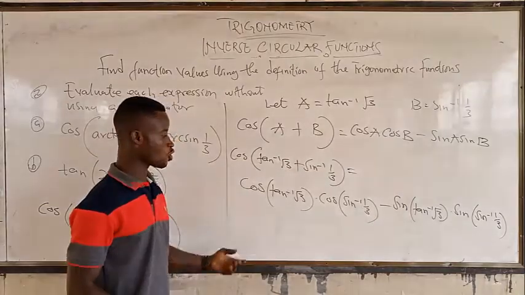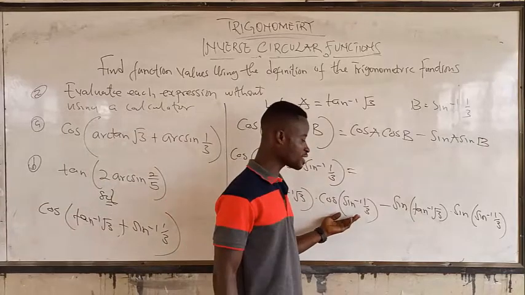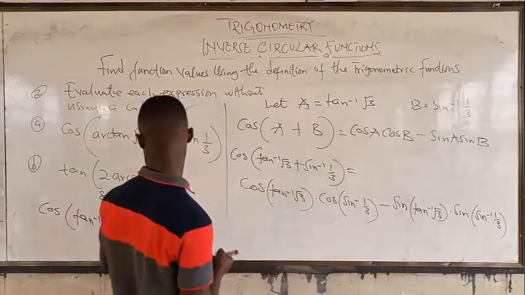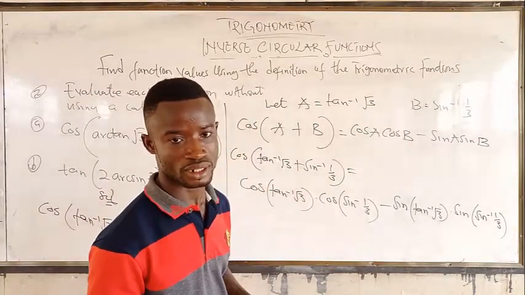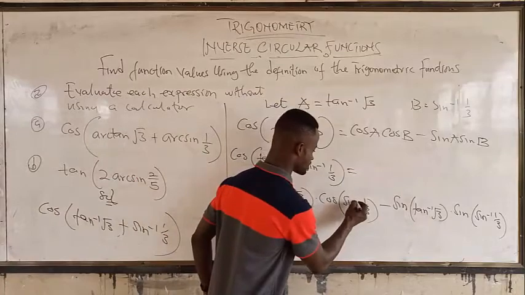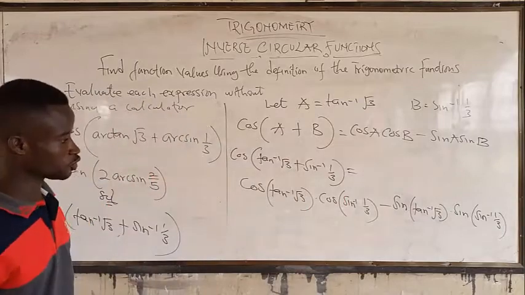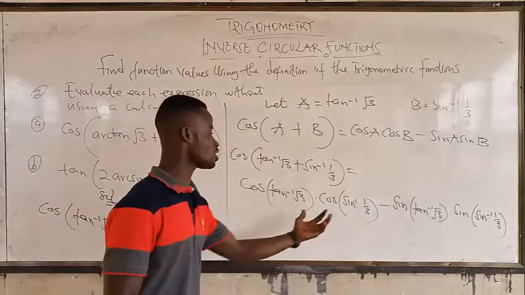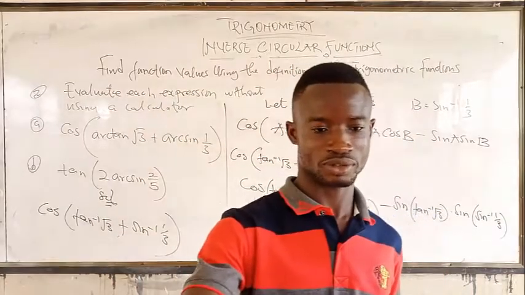So these are the values that we are to go for. The value for cos of tan inverse of the square root of 3, cos of sine inverse of 1 over 3, is it negative? No, 1 over 3 is not negative. Okay, so that's sine inverse of 1 over 3. So let's go for those values. Very good. Then after that, we just come and do substitution. And you know how to get this. So it's not anything difficult. Very good. So now let's move on.